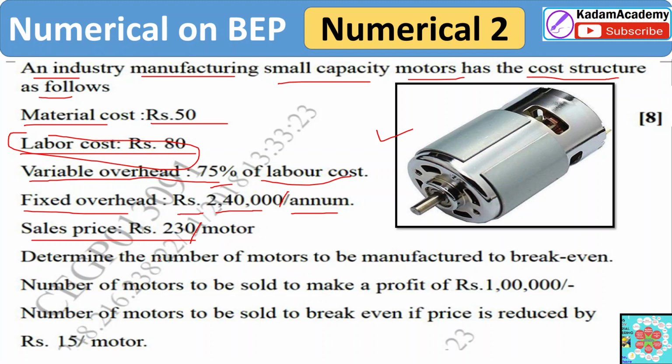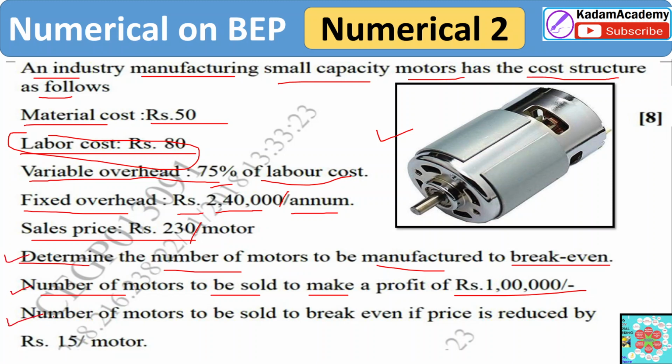You have to sell it. What do we have to find out? We have to determine first the number of motors to be manufactured, that is the break-even point. We have to find out how many motors must be manufactured and sold to make a profit of rupees 1 lakh. This is the first point, and this is the second point.